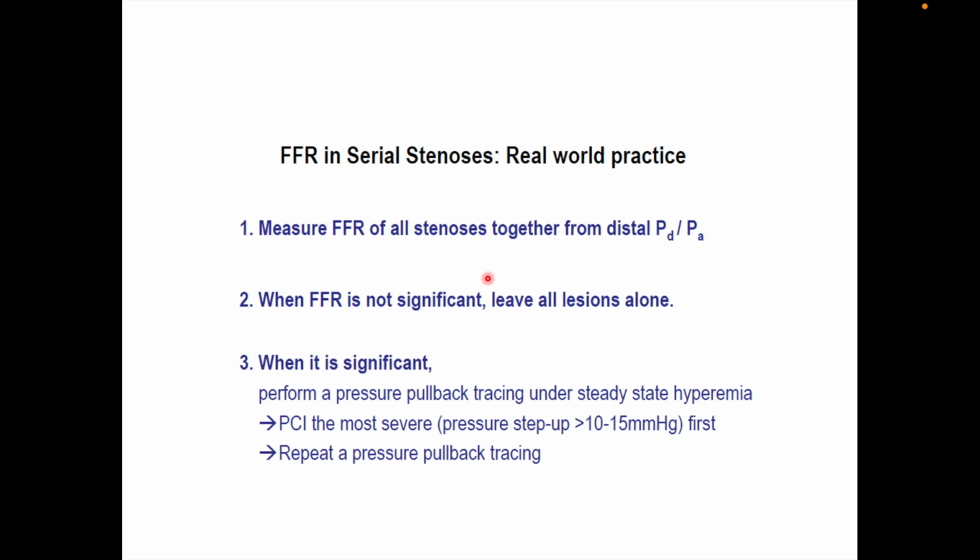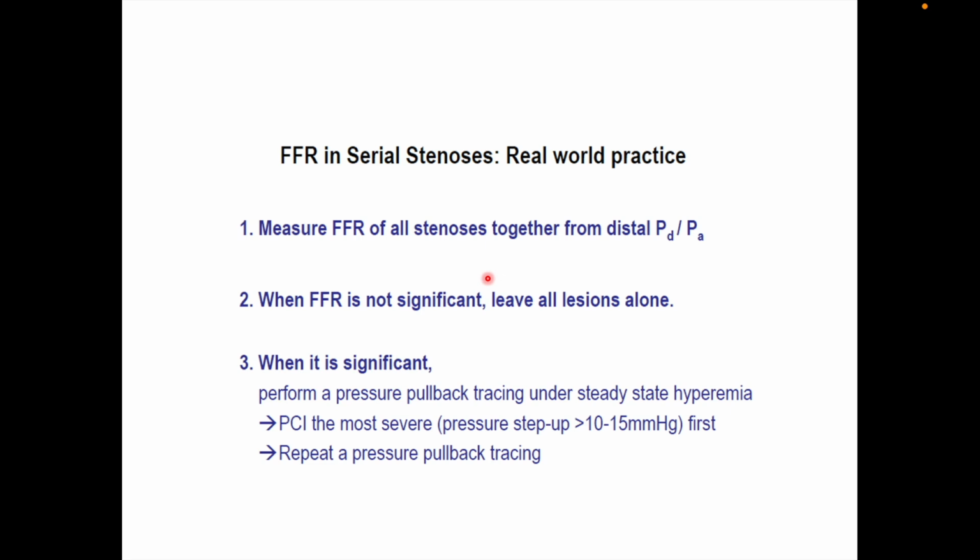So FFR in serial stenosis, how do you do it? You measure FFR of all stenosis together from distal Pd over Pa. So the way we've done it, you keep the pressure wire sensor distal to all the disease. Accumulative FFR is seen. If FFR is not significant, you can leave the whole artery alone. It just needs medical treatment. But if the distal most FFR, accumulative FFR in that artery is significant, then you need to perform a pressure pullback tracing under steady state of hyperemia, which is done with IV adenosine infusion. You can't do that with intracoronary adenosine.